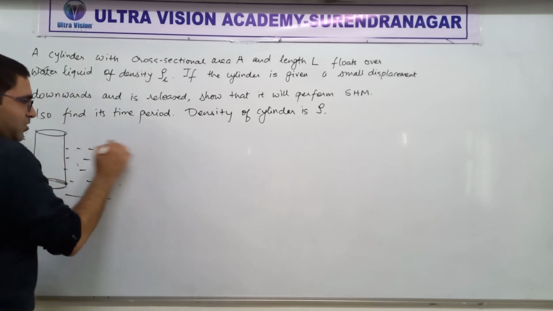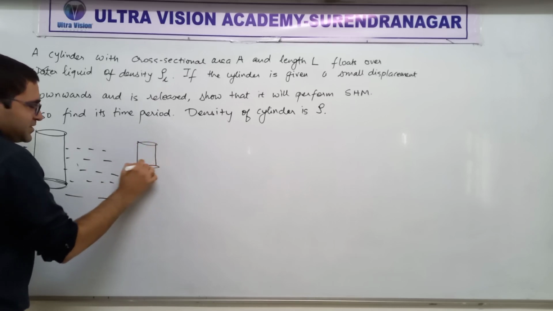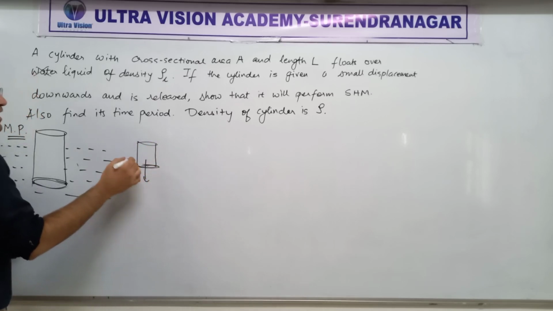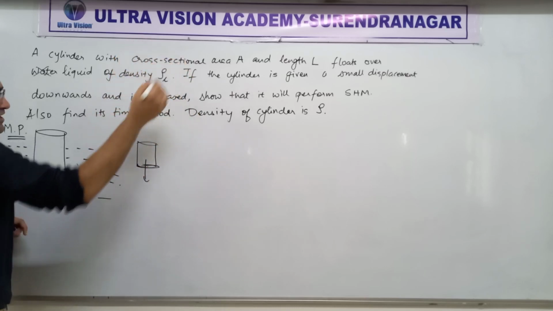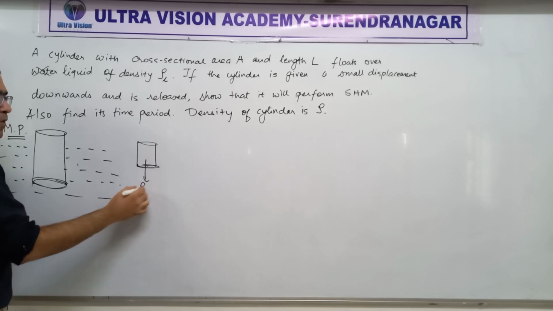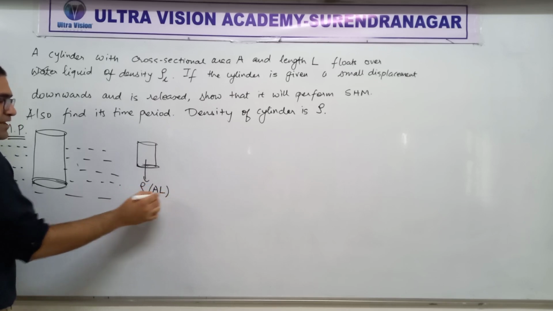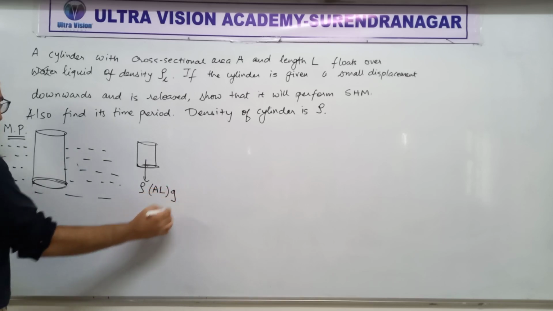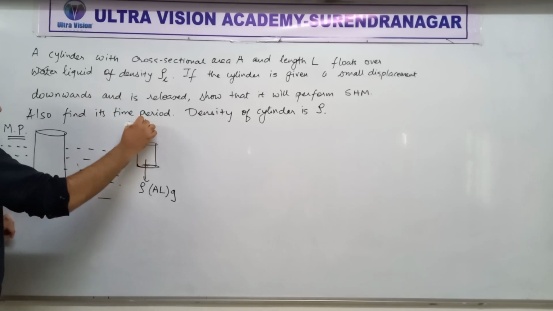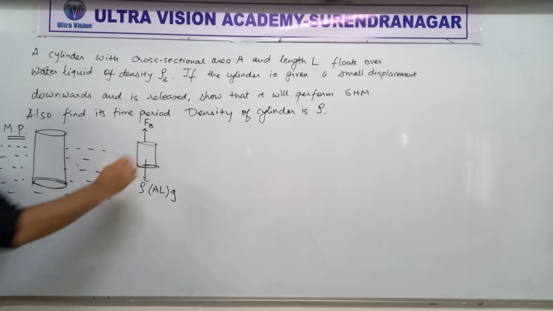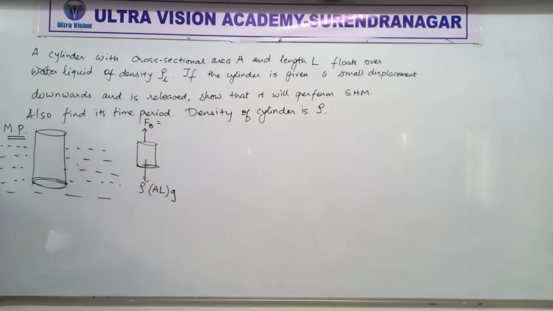So if we draw the forces on the cylinder in mean position, the downward force is mg, but mass is not given. Instead, density, area, and length are given. So density of the cylinder rho into volume A into L is the mass, and then multiplied by g. So this is mg, the downward force. The upward force is Fb, the buoyant force. We don't know how much is submerged, but it's not even necessary to know that.